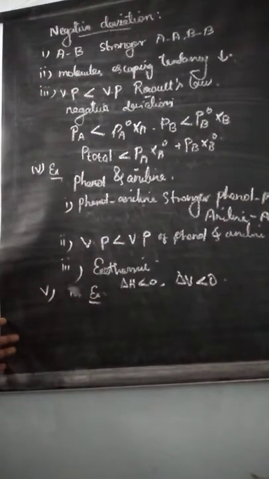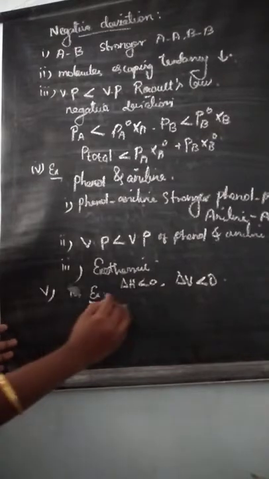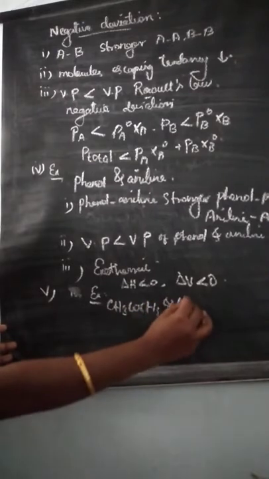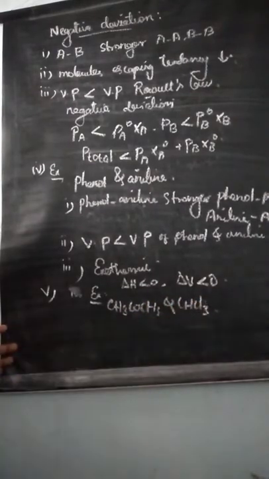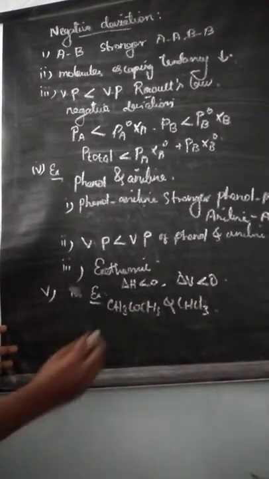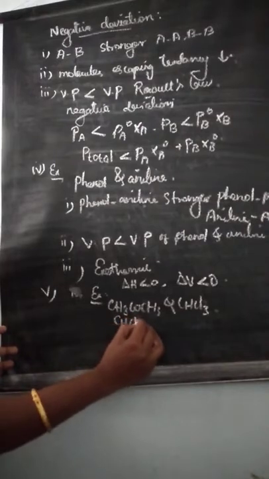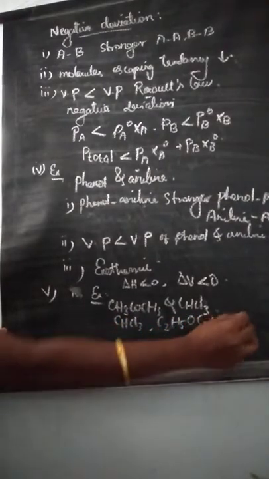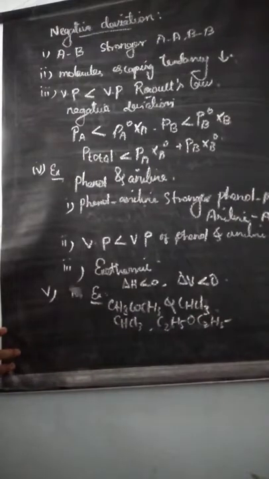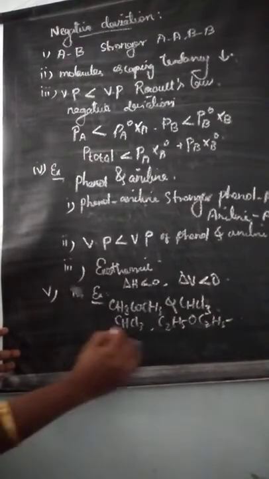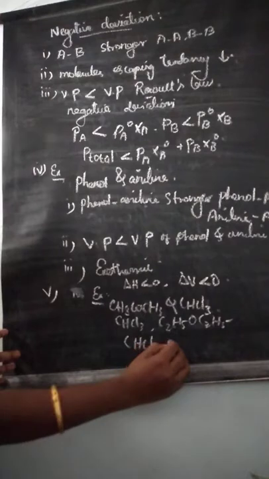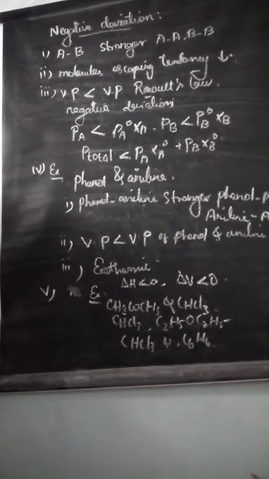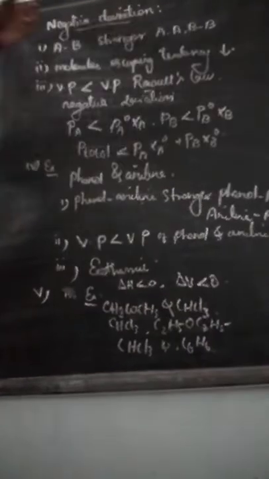What are the examples? First example, acetone and chloroform. The next example, chloroform and diethyl ether. Then one more example, chloroform and benzene. Understand? So this one is only negative deviation. So what are the points we learned?